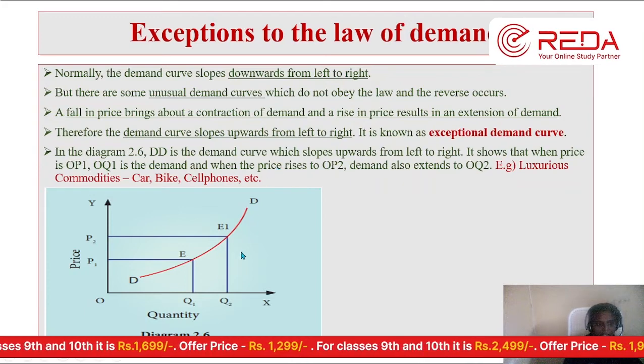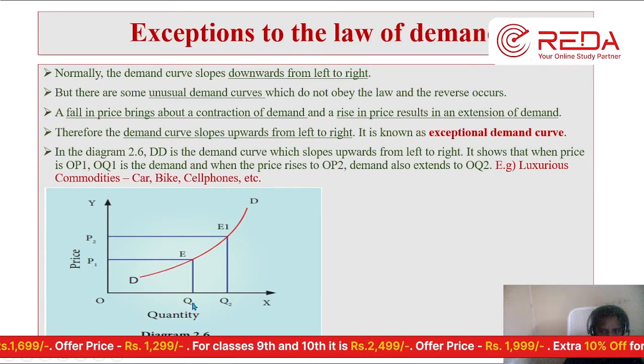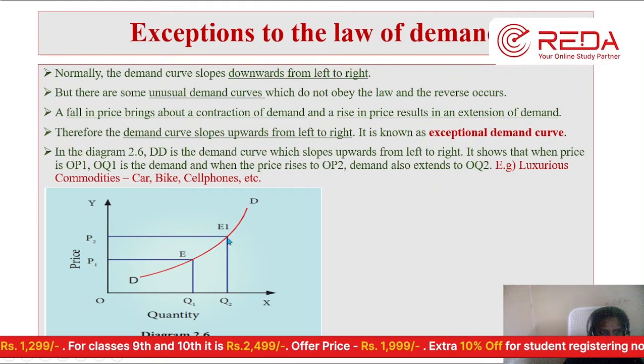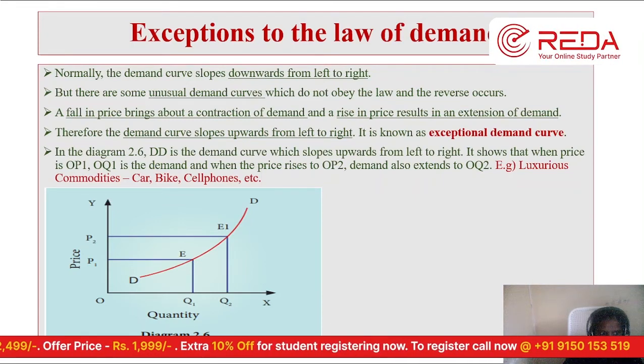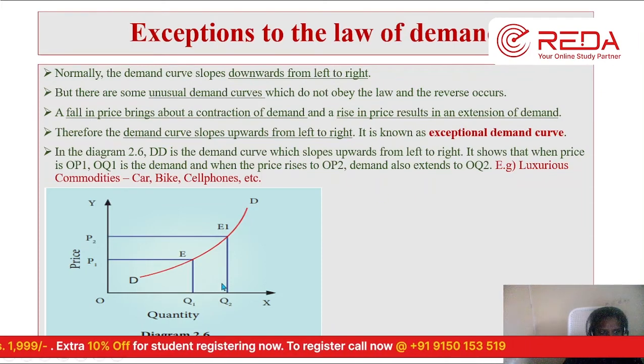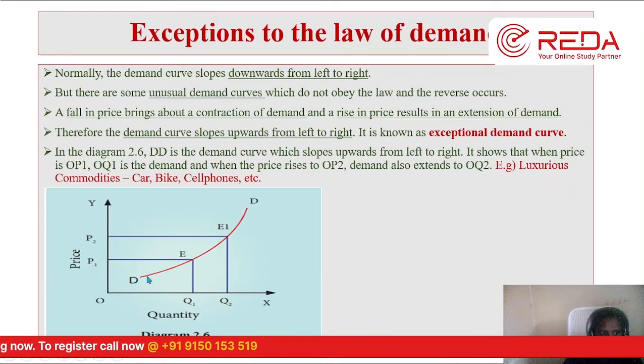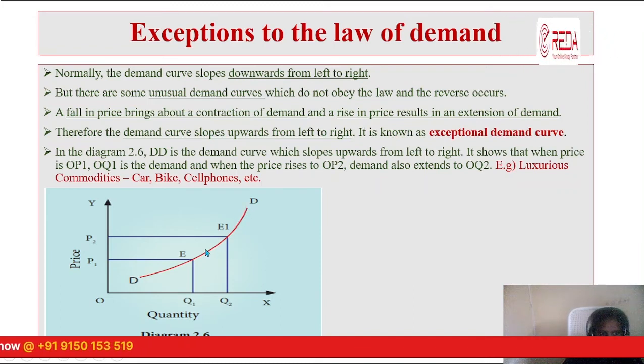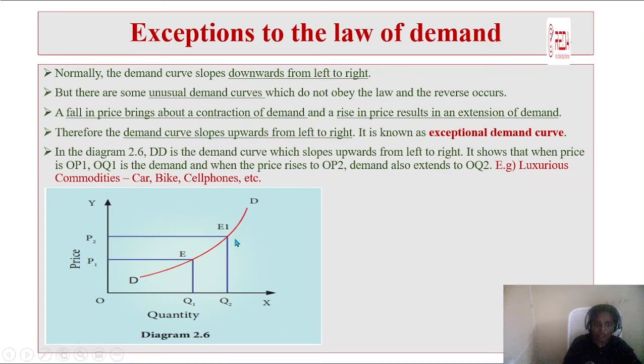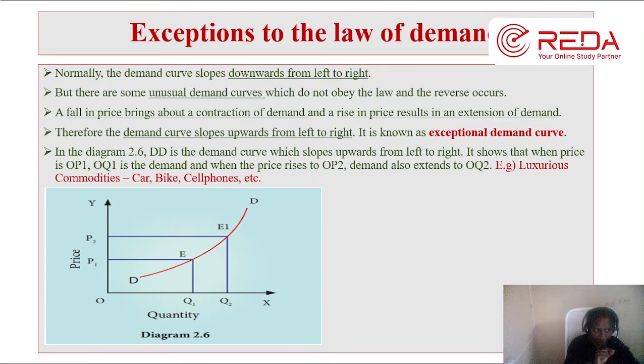So at that time, we are getting 2 points of the combination of price and quantity here, E and E1. This is the increase in the demand for luxurious commodities, and the increase in the price level leads to an increase in the quantity demanded, and it joins at the point E1. Now when you join both the points, we get a demand curve called DD, the red color curve. Now you see how the demand curve is. It is a curve which increases from the left side to the right side.